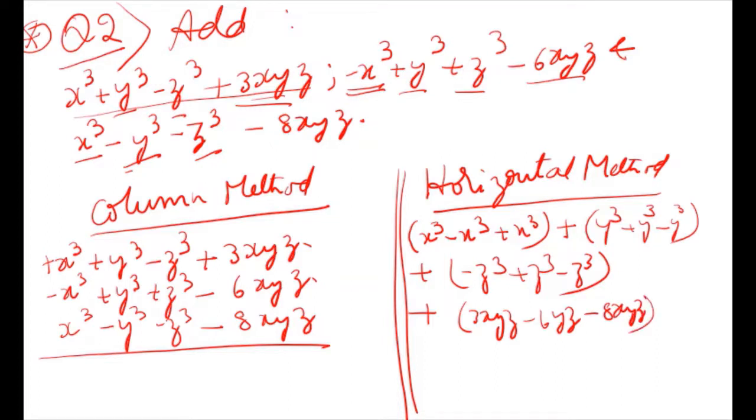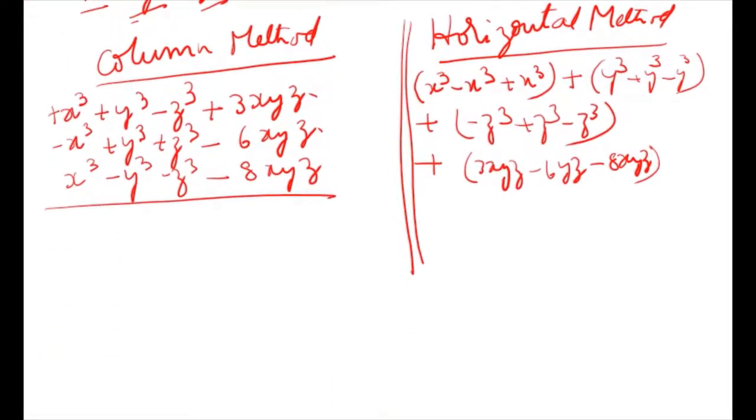Okay, children. Now, here in column method we will add. So plus x cube minus x cube gets cancelled. You are left with plus x cube. Then plus y cube minus y cube cancels. So you are left with plus y cube. Plus z cube minus z cube cancels. So you are left with minus z cube. Then here plus 3xyz and minus 6xyz gives you minus 3xyz. Minus 3xyz and minus 8xyz gives you minus 11xyz. Do you follow? See, plus 3 minus 6 gives you minus 3. Then minus 3 and minus 8 gives you minus 11.